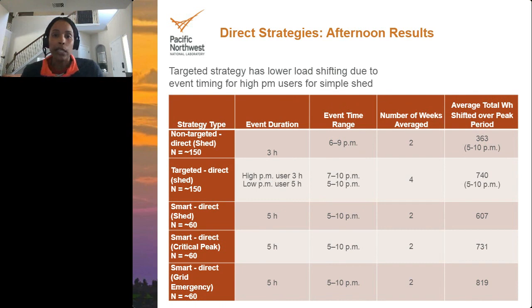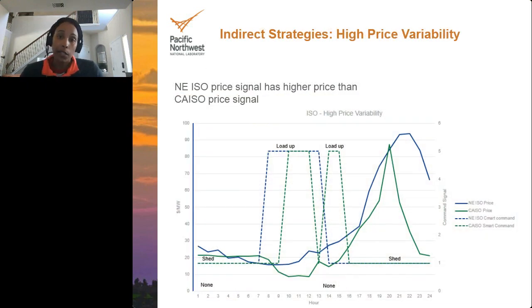And now looking at the indirect strategies using high price variability signals, we looked at two different high price variability signals with the duck curves for New England ISO and the California ISO. You can see the two curves in the solid blue and green lines. And the dashed lines related to those specific price signals are the command signals that are generated by the third-party smart algorithm based on that variable price signal.